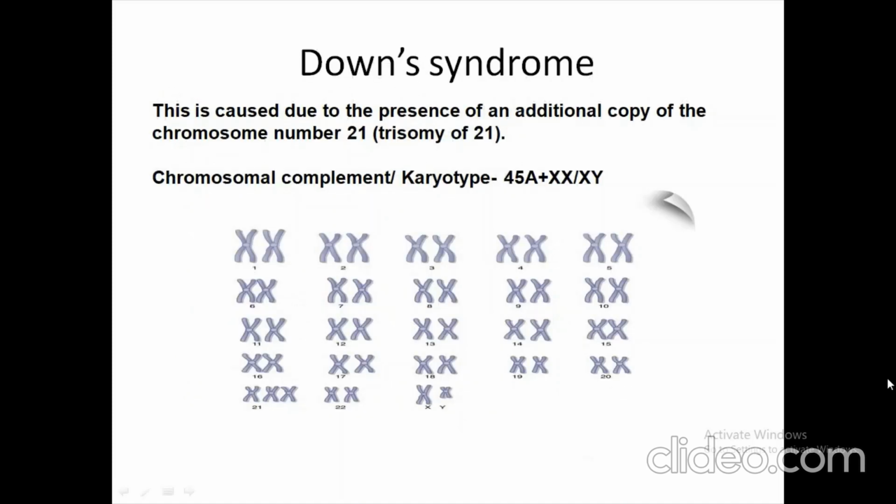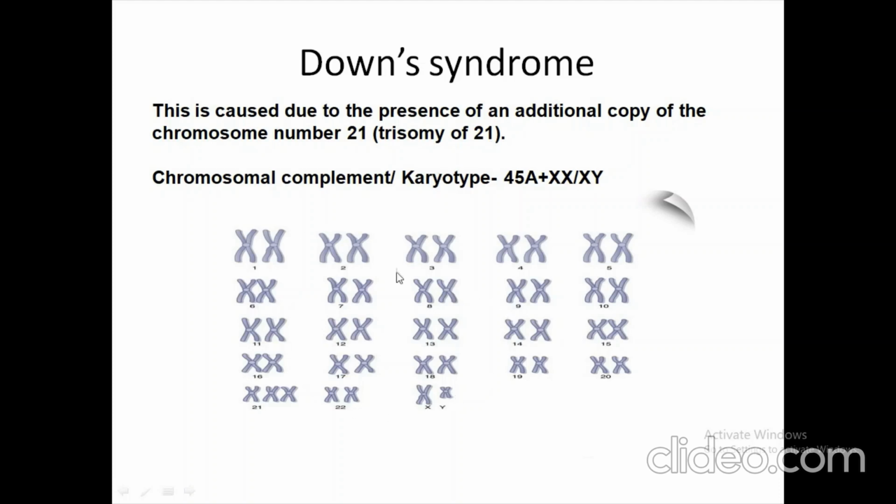First one, Down syndrome. Now, this Down syndrome is caused due to the presence of an additional copy of chromosome number 21. So, that is the 21st pair. In the 21st pair, there is an additional copy of chromosome. That is what is called trisomy of 21.